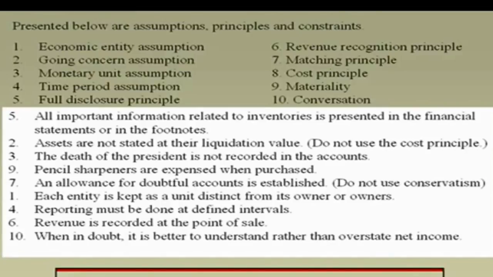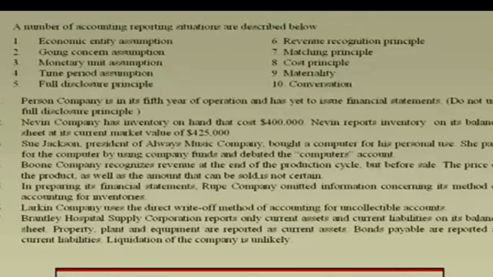If you're comfortable with this, try one more. Here it comes. I want you to print this out too and tell me in each case which concept is being violated. Let me try the first one for you. Person company is in its 5th year of operation and has yet to issue financial statements. What are they violating? Number 4, time period assumption, which states that you've got to make a report every year. So print this out, do it. When you're done, go to the next slide, which has the solution. Stop this presentation and try this exercise.